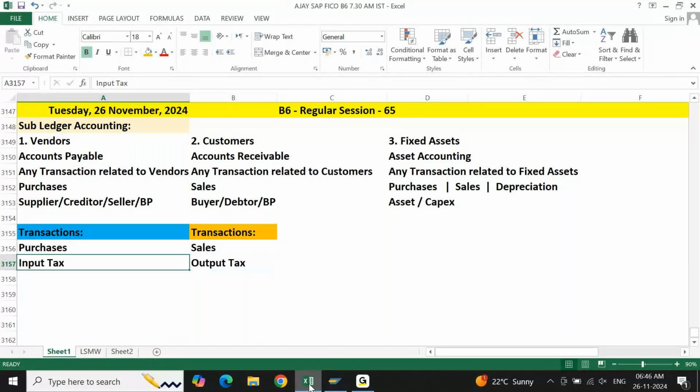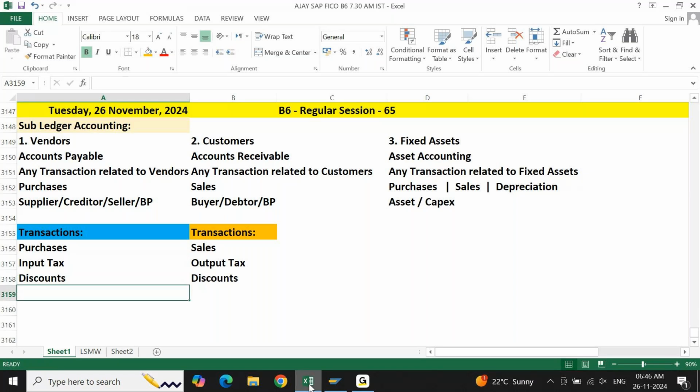Now it may also be possible that you may get some discount. You may also get discounts. Here also you may get a discount. Tax will be there, discount will be there.